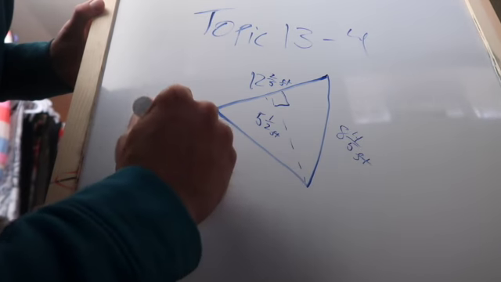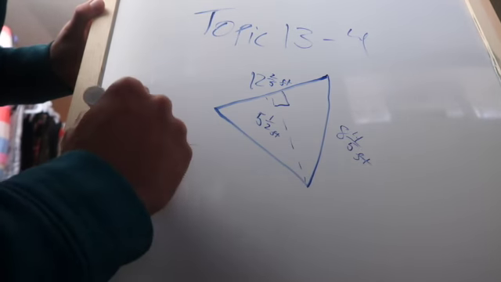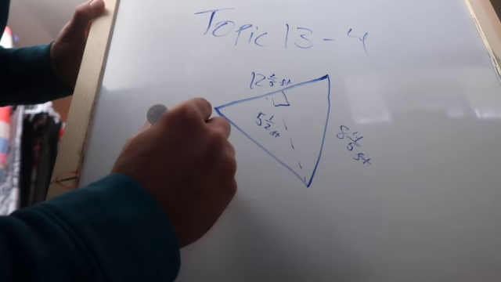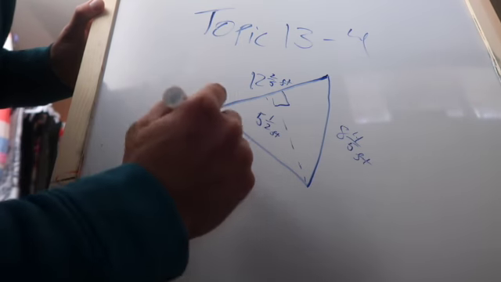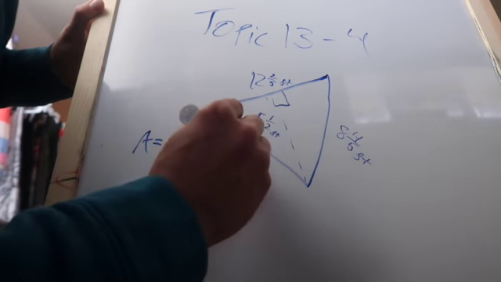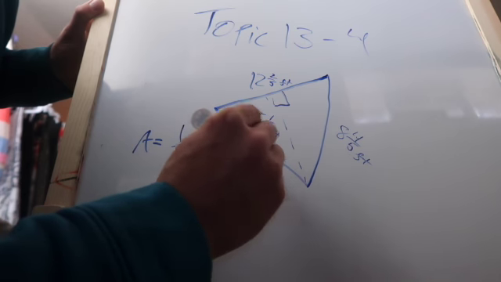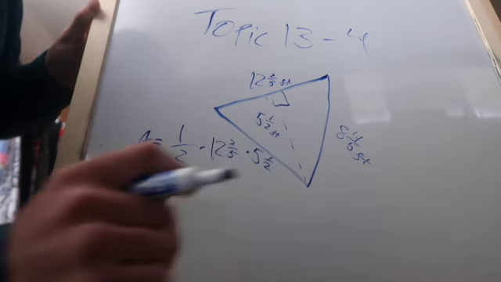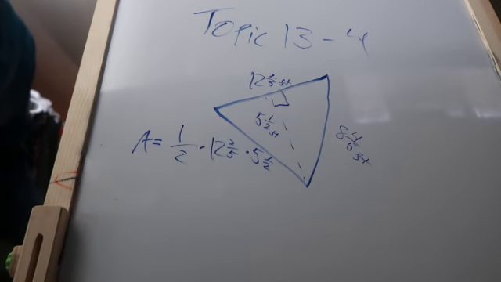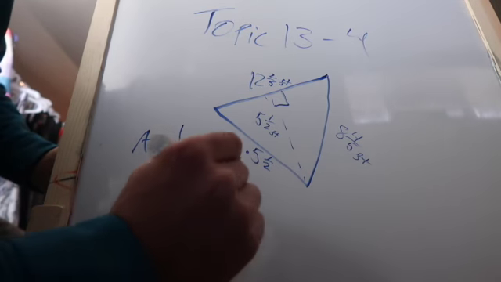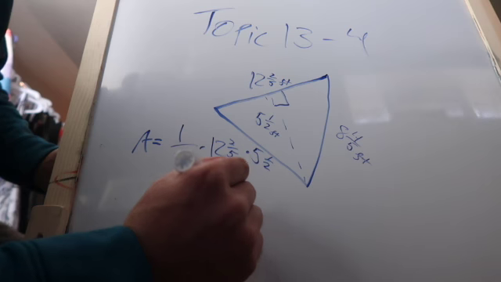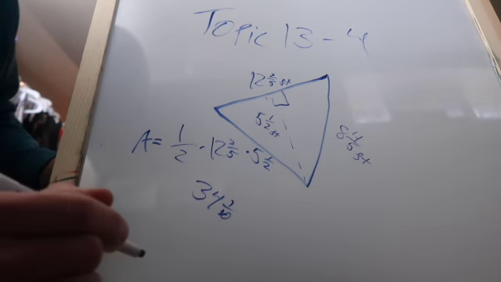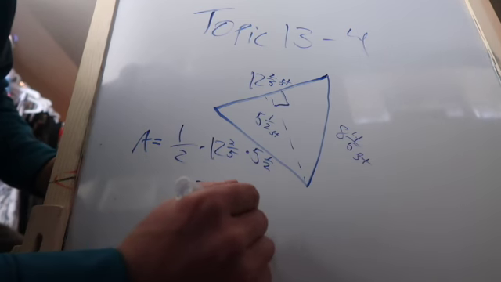We have to take 1/2 times the base first, 12 2/5, and multiply that by 5 1/2, and you should get 34 1/10 feet squared.